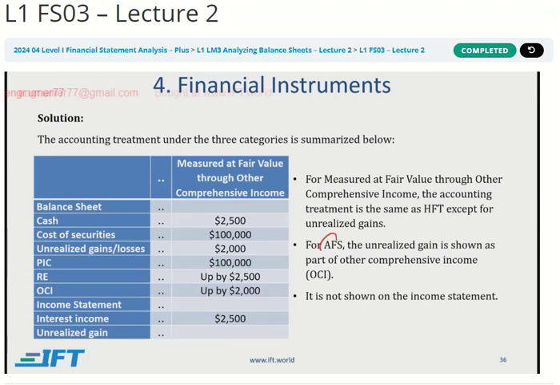Now, for your available for sale situation, it will be exactly the same. The only difference is the unrealized gain will not pass through the income statement, rather it will flow through the other comprehensive income. Everything else will be the same. Only difference is that it will not pass through the income statement, it will pass through other comprehensive income.